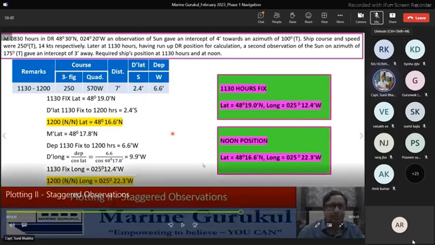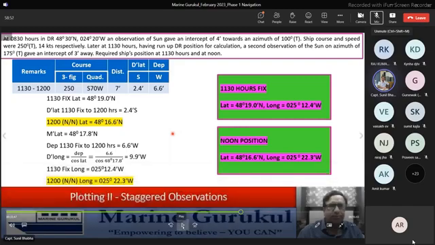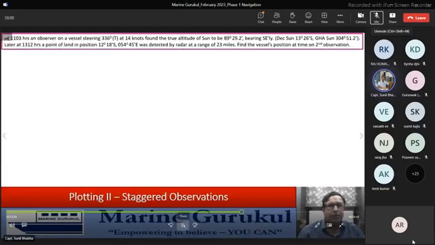Okay, beta. Great. So let's see one more question now. Be careful on taking a call as to which point needs to be transferred. Now we have a question which involves transfer of position circle.